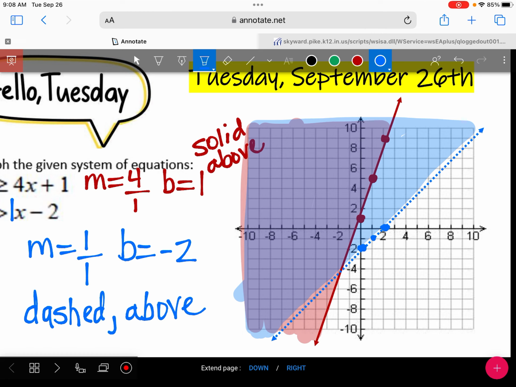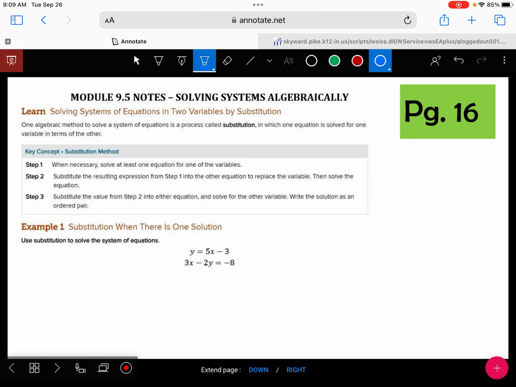All right, so now let's go ahead and go to our note packet. And let's talk about substitution today. So we're going to go to page 16. We're going to solve using substitution today, the substitution method. So go to page 16 in your note packet.